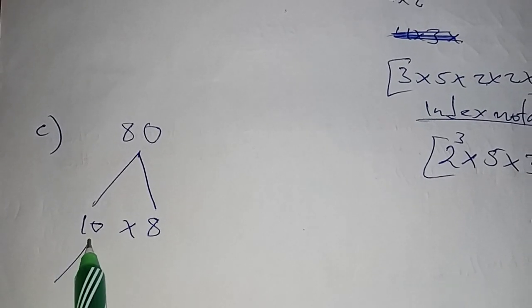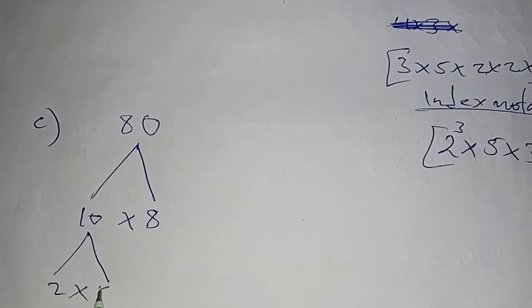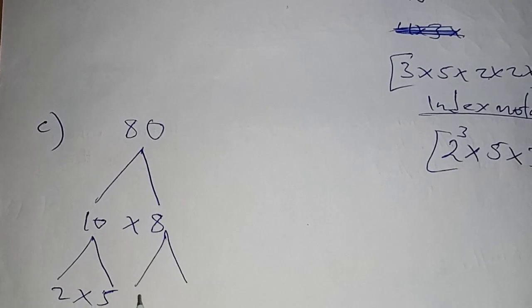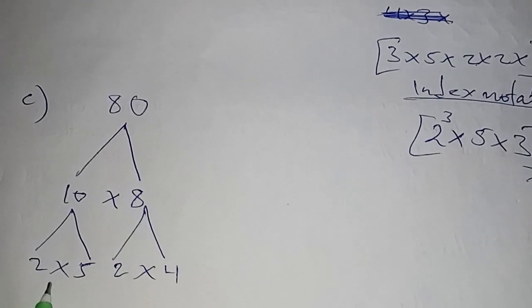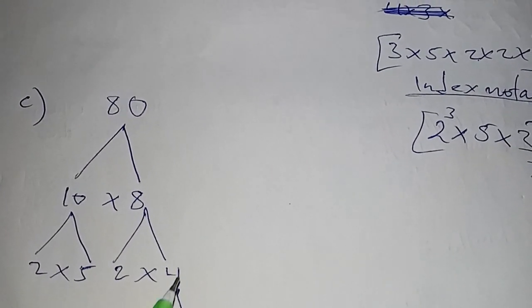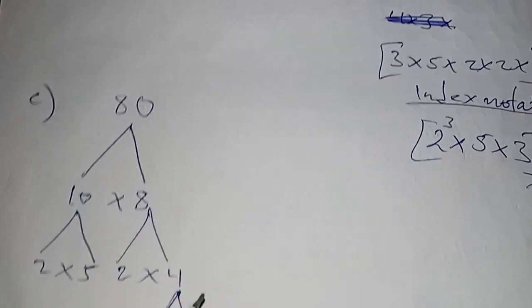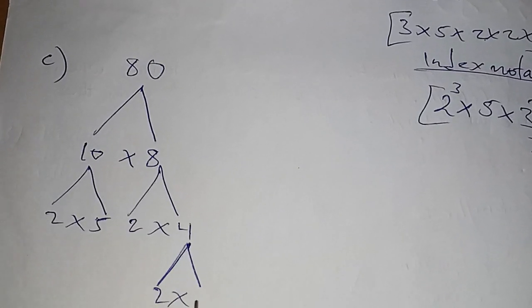So to get 10, we say 2 times 5. For 8, we say 4 times 2 or 2 times 4, either one is the same. And 2 and 5 are prime numbers. 4 is not a prime number, so we draw a factor tree on 4. If you like, you can bring the 4 first and put the 2 on the side, it doesn't matter. So this will be 2 times 2.